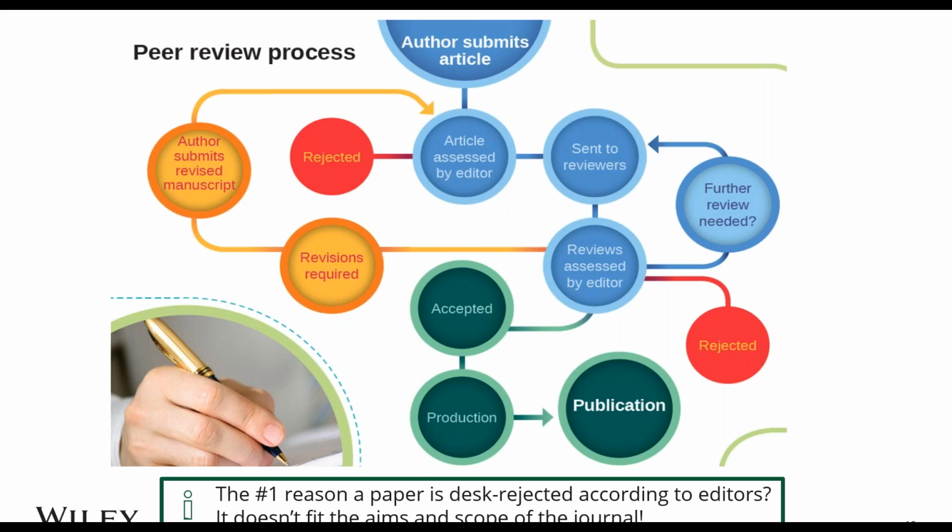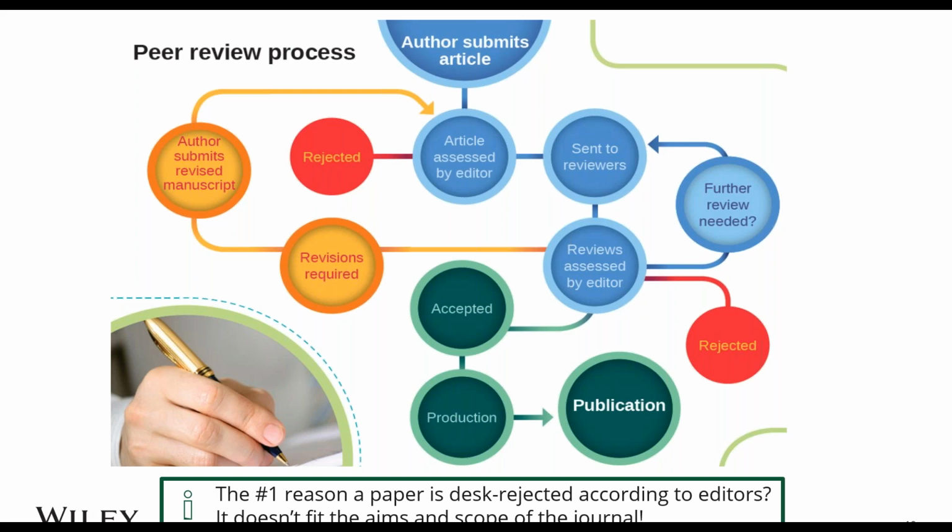It could then be immediately rejected, which we call a desk reject. This could be because the journal doesn't publish this article type or the formatting was not in line with their requirements. But the number one reason why a paper is desk rejected is because it doesn't fit the aims and scope of the journal. I mentioned this earlier on, and it really can't be emphasized enough that your article needs to fit within what the journal publishes.